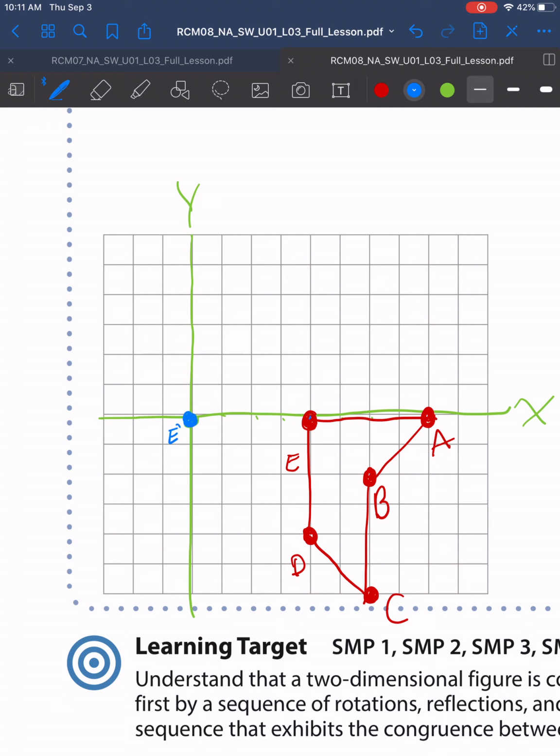A goes over 1, 2, 3, 4. So new A is on top of E. B, 1, 2, 3, 4, new B. D, 1, 2, 3, 4, new D. And then C, 1, 2, 3, 4. Okay, now we'll connect them.